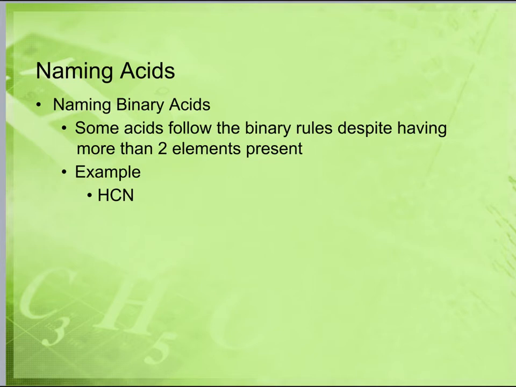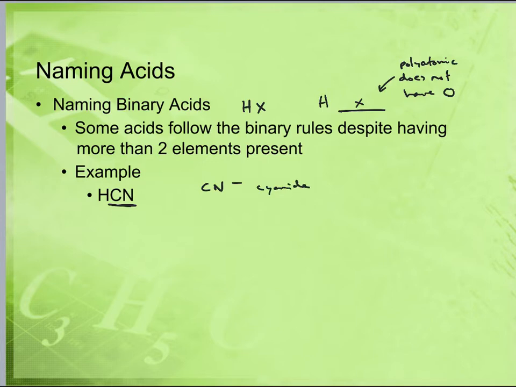So there are other times that we will use the binary naming rules, even though it's not necessarily just HX. And so this is H, and then we have some other kind of ion here that does not have oxygen. Whatever that ion is, it's a polyatomic ion that does not have oxygen. So an example here being HCN. This is a polyatomic ion, the CN, that's cyanide if you're looking at your ion sheet, but it does not contain oxygen, so we are going to apply the binary naming rule.